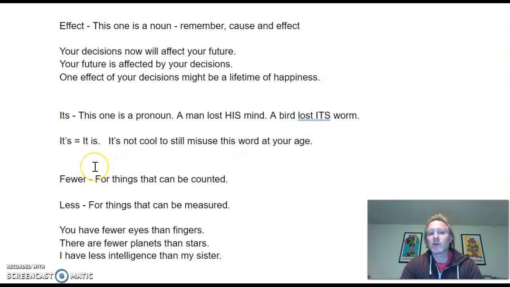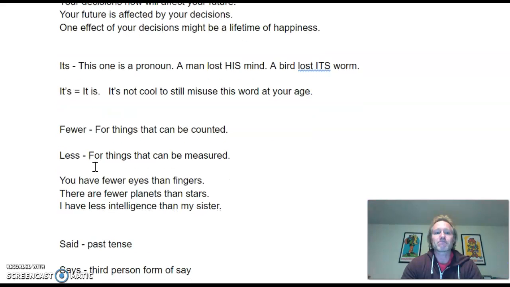And then it's with an apostrophe just means it is. So it's not cool to still misuse this word at your age. So every time that apostrophe is in it's, it means it is.